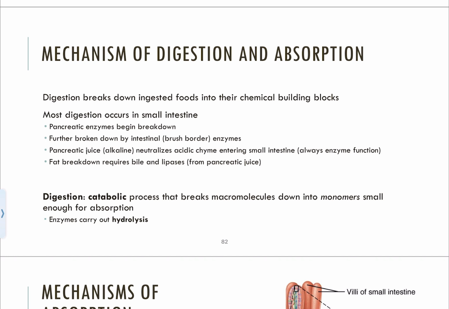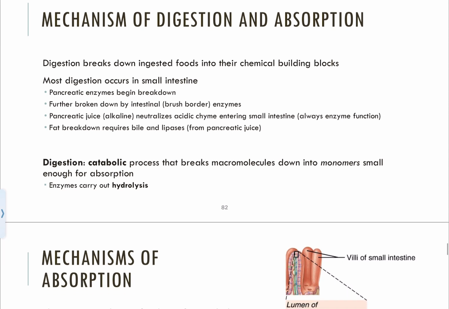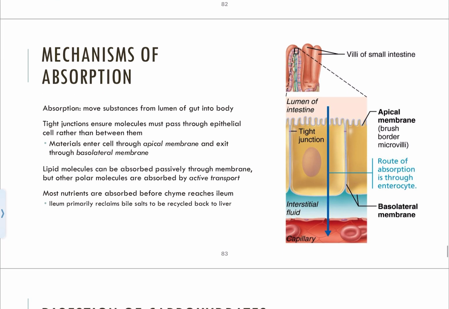When we're talking about digestion, again, taking a macromolecule and breaking it down into its chemical building blocks or monomers, that process is considered a catabolic process. So catabolic is breaking things down, anabolic is building things up. This catabolic process of digestion is also called hydrolysis because it's going to require water.